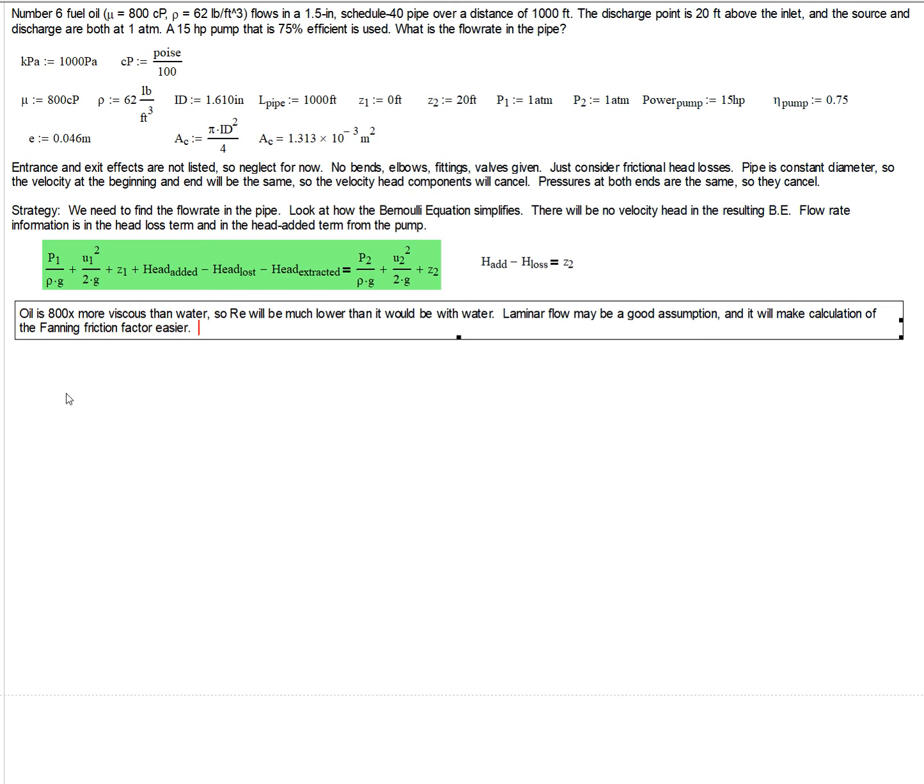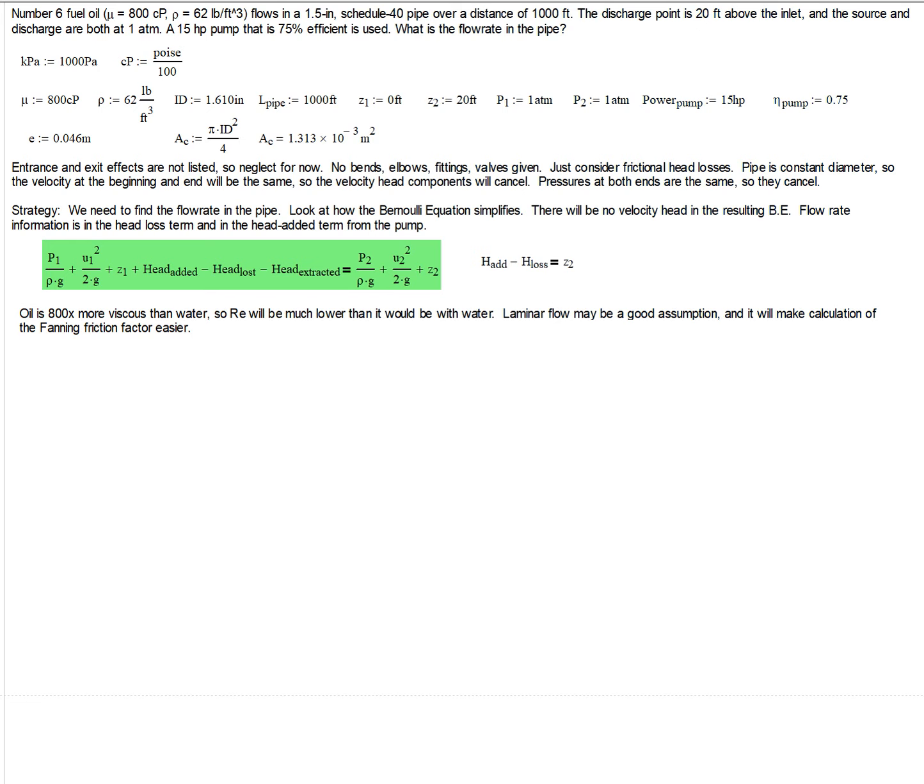with oils tend to be laminar, and the reason is because number one, the density is a little lower, but moreover, the viscosity is much higher than water, and so that means the Reynolds number is going to be a lot lower than what we would have if we were dealing with something like water. So what we will do is make an assumption that our flow is going to be laminar.